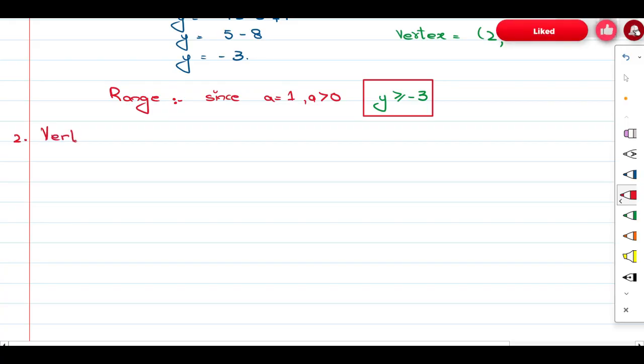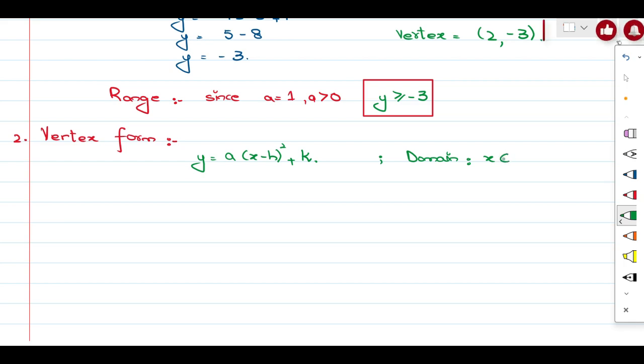vertex form. So whenever you have a vertex form of a quadratic equation, which is y is equal to a into x minus h whole square plus k, how do you solve its domain and range? Domain is always the set of all real numbers. Domain is x belongs to all real numbers, and the range we decide with the help of the vertex, right? Now we can easily figure out the vertex in the vertex form, which is h and k. This is your vertex, h and k.